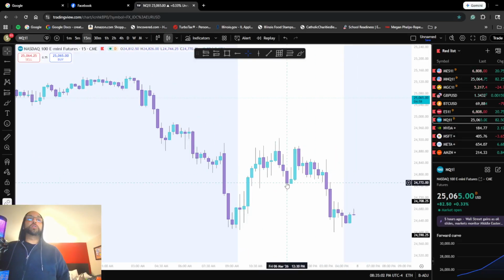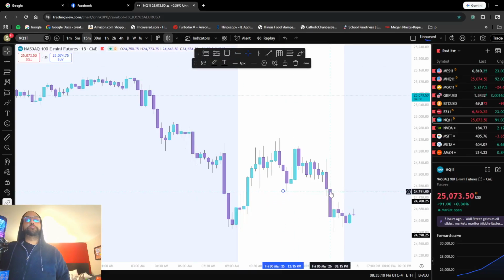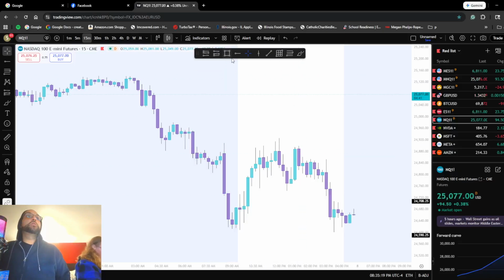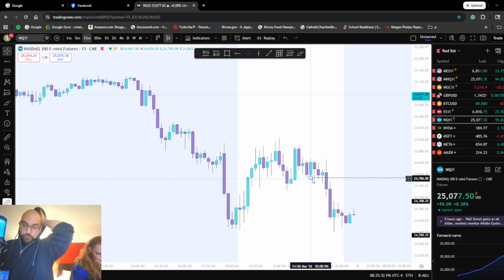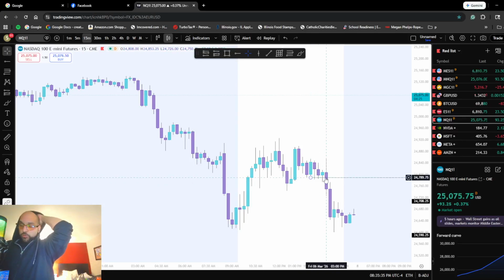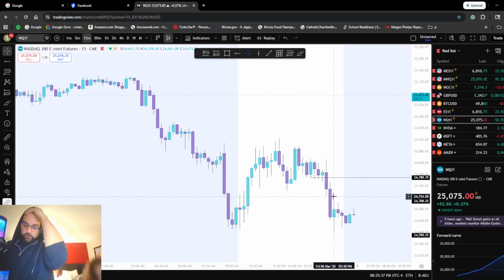What is a false break of structure? A false break of structure is when price does this. Say if you were to have, or even more so right here, this is an even better example. Price comes in, comes down. Although the wick closes below the low, the body itself never closed below it, signifying that within itself is a fake out.